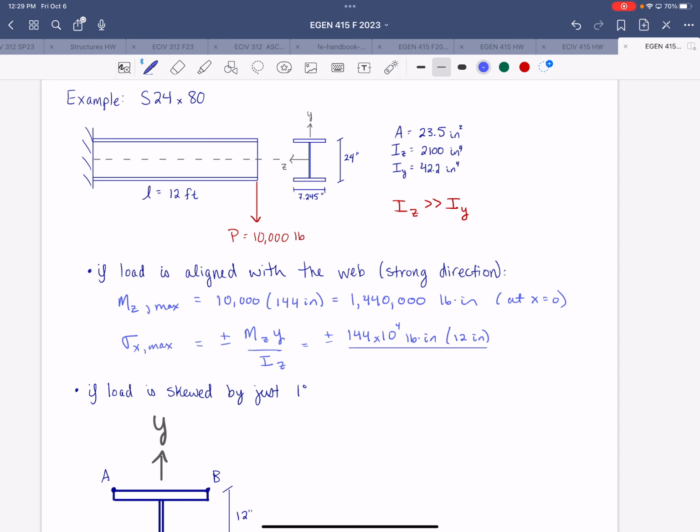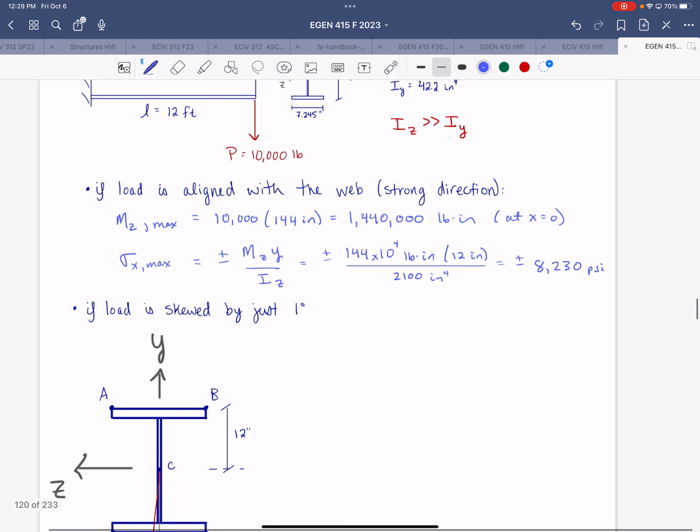And then we're given IZ of 2,100 inches to the 4th. So that gives us plus or minus 8,230 PSI. All right. So far, so good. So now we'll consider what happens if that load is skewed by just 1 degree from the vertical.